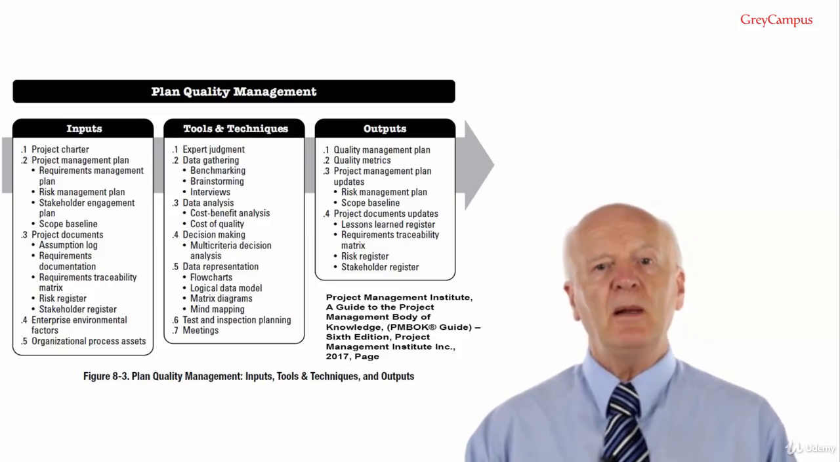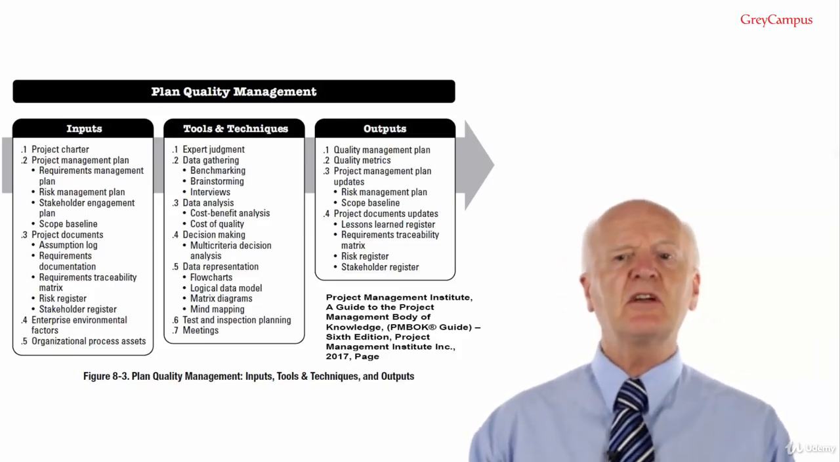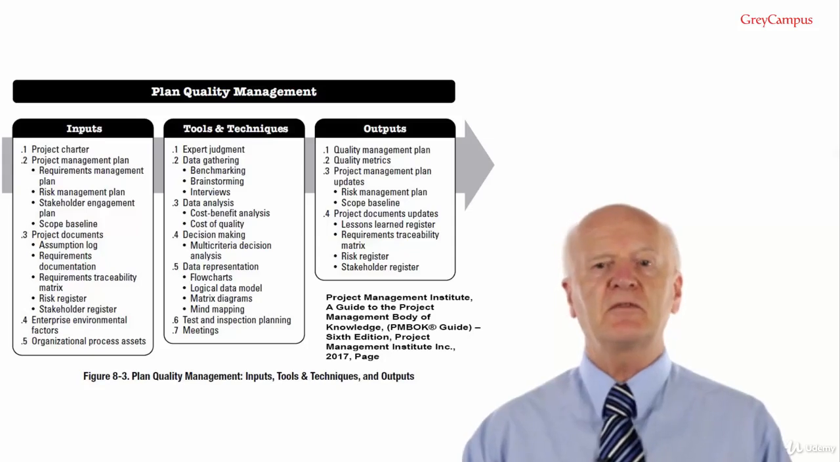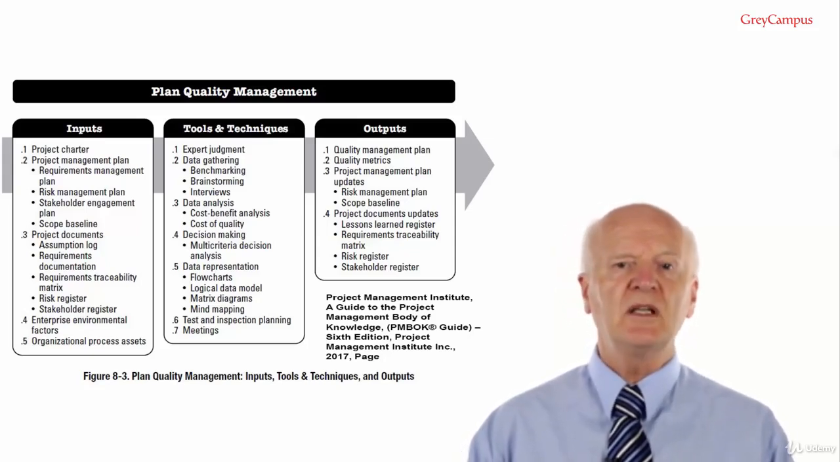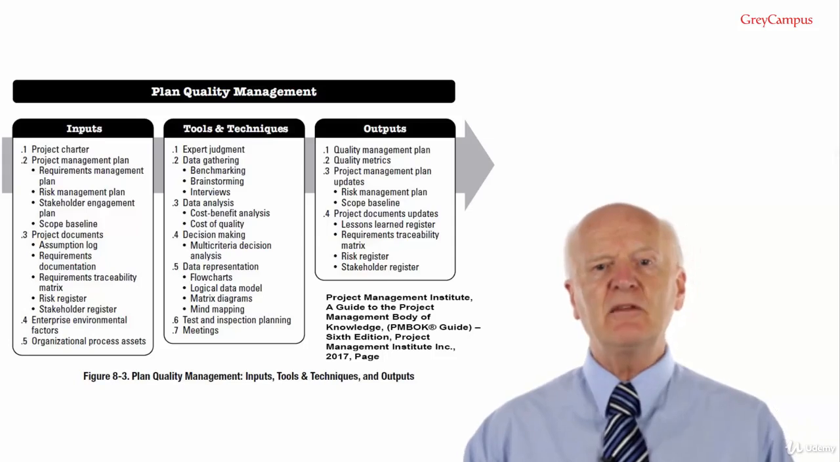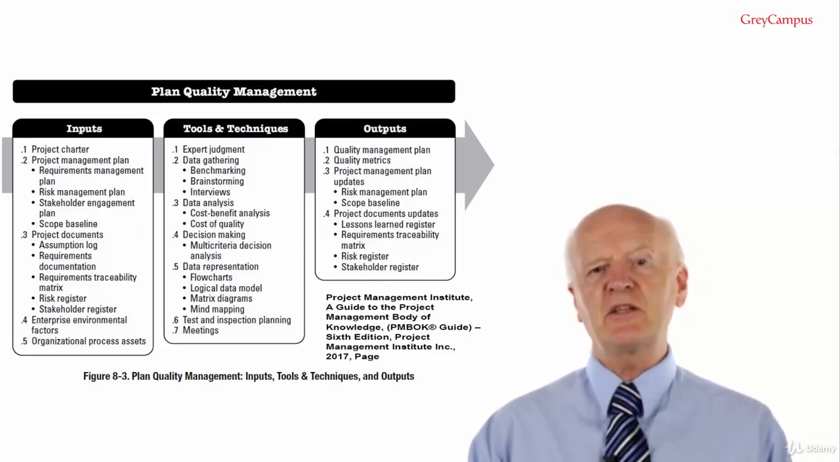So, plan quality management inputs. Input number 1 is the project charter. The project charter provides the high-level project description and product characteristics. It also contains the project approval requirements, measurable project objectives and related success criteria that will influence the quality management of the project. Input number 2, project management plan.